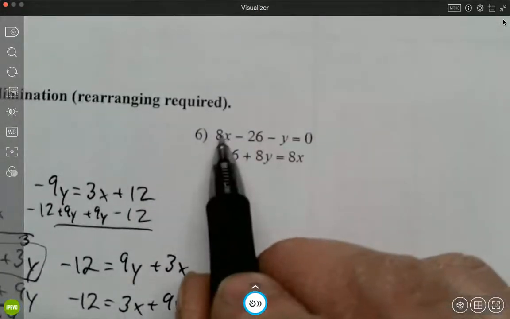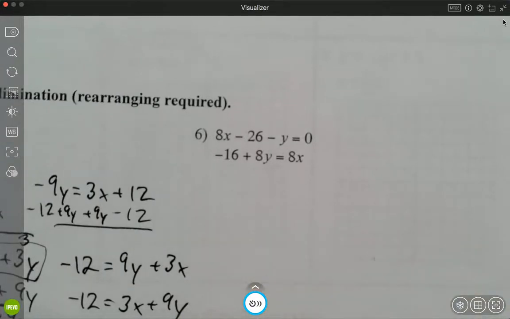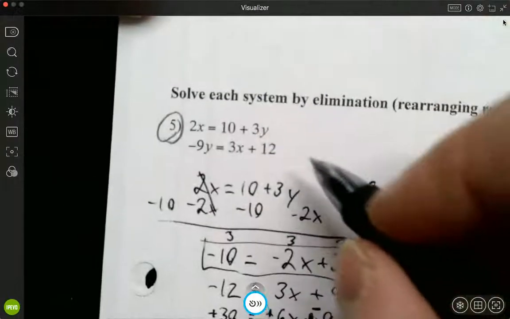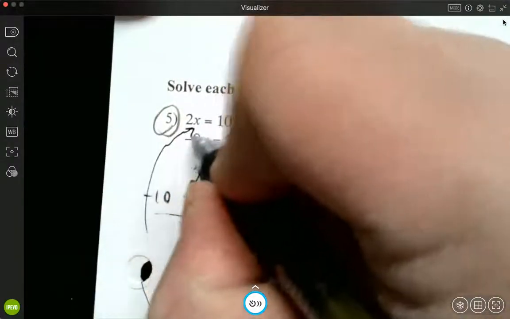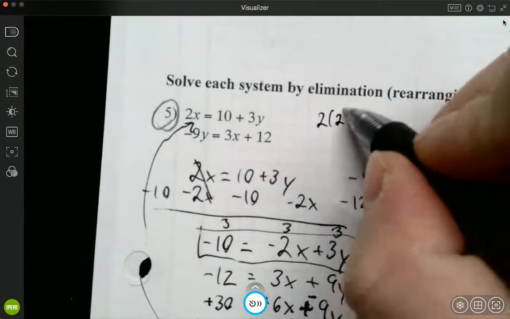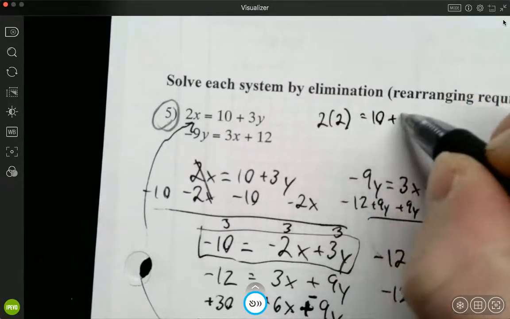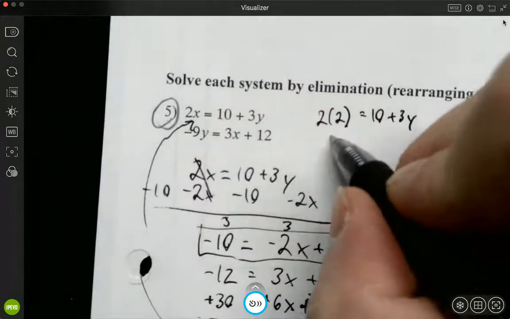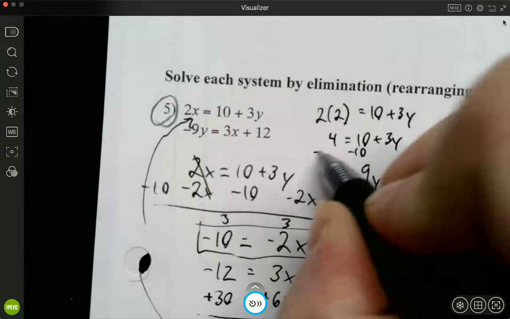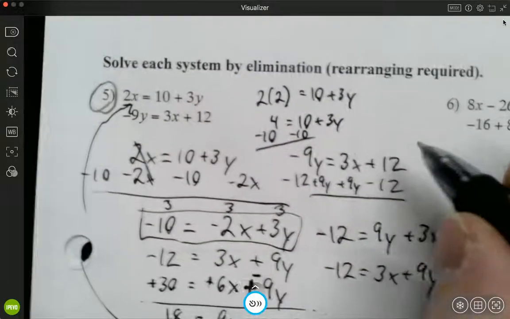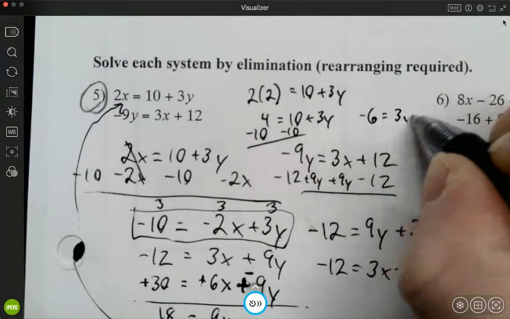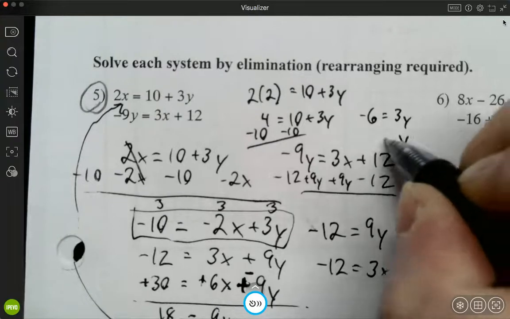I'm looking at number 6 that you're about to do, and I see some sames, 8x and 8x. I don't know if they'll stay the same or one will become an opposite. But let me finish this up here so you can get trying the evens. When I throw that into the first one, I get 2 times 2 equals 10 plus 3y. So you're left with 4 equals 10 plus 3y. Minus 10 minus 10. Oh, this is so messy. I'm so sorry, guys. So you're left with negative 6 equals 3y. Divide by 3, so y equals negative 2.